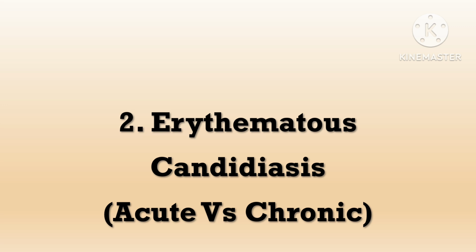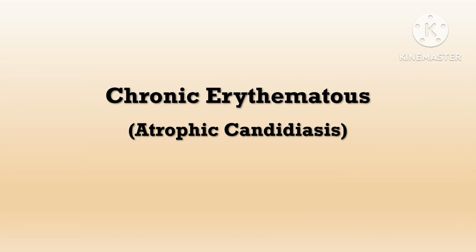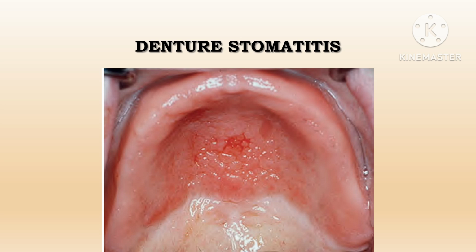Please go through this table where I have described the differences between the acute and the chronic atrophic erythematous candidiasis. Denture stomatitis is a form of chronic atrophic erythematous candidiasis, which is long term, and usually a predisposing factor, that is continuous denture wear, is present in these patients. There is redness or inflammation under the denture, especially on the palate. The most common causes are poor dental hygiene of the patient and wearing the dentures overnight.